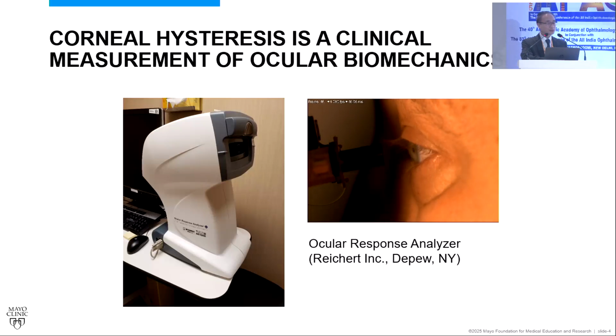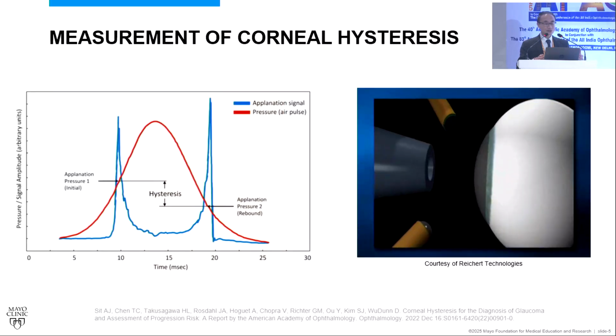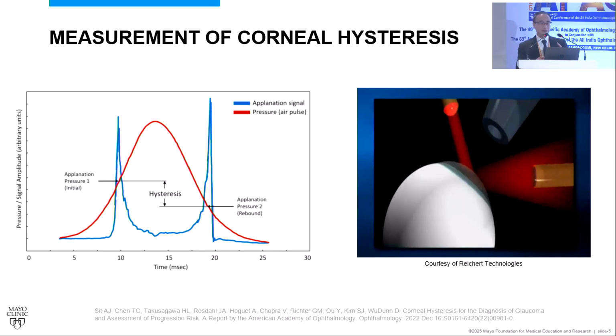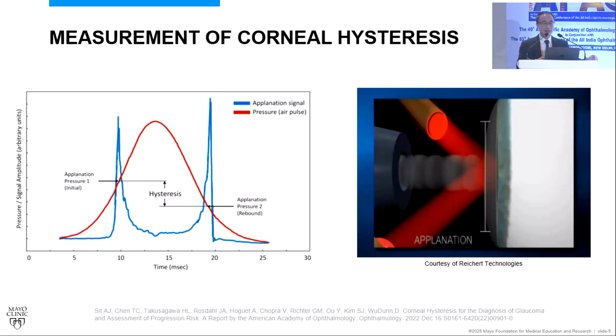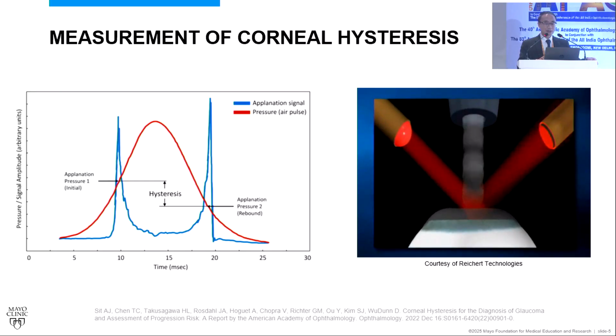One way is you can use something like this. This is a commercially available device, the Ocular Response Analyzer from Reichert, and it's an air puff tonometer that measures 2 pressures. It indents the eye and measures the pressure as the corneal light reflex reaches a maximum. Then as the cornea is rebounding, it measures a second pressure as it again reaches a maximum corneal light reflex. The difference between those 2 pressures is called the hysteresis, the corneal hysteresis.